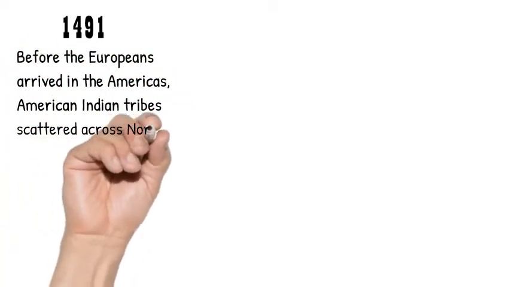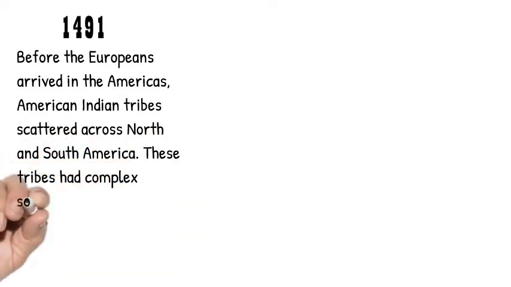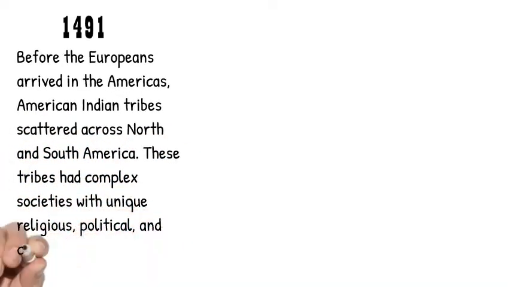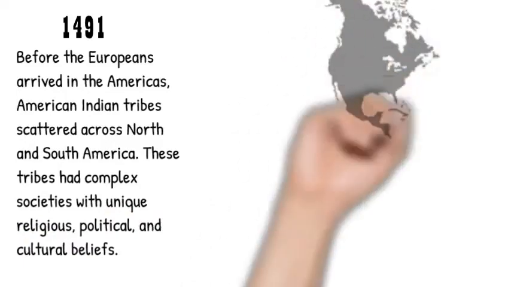You see, before the Europeans actually arrived in the Americas, Native American tribes were scattered across North and South America. They had complex societies with unique religious, political, and cultural beliefs.